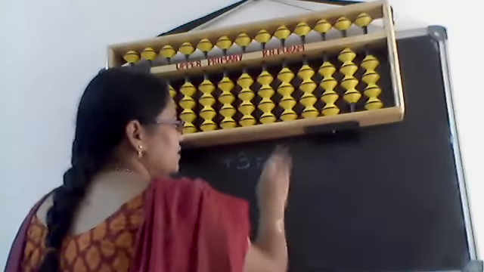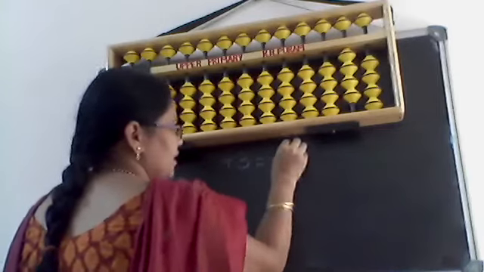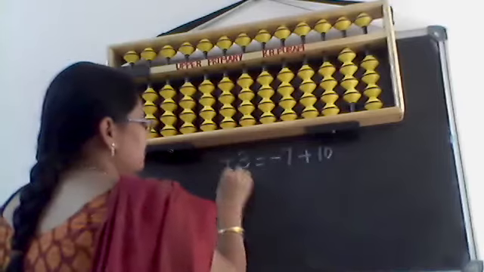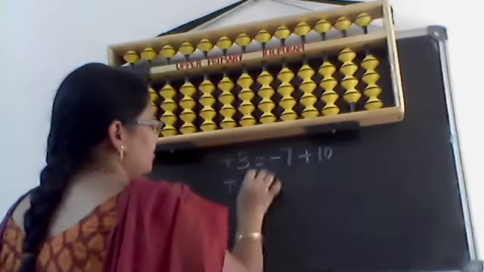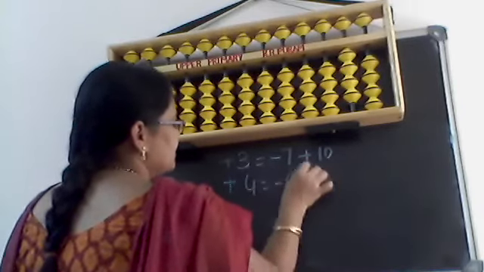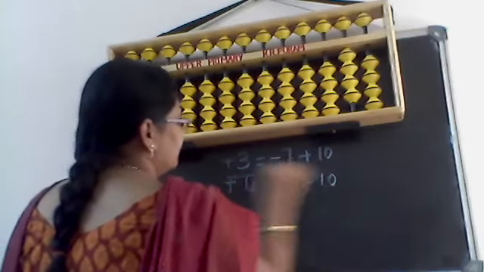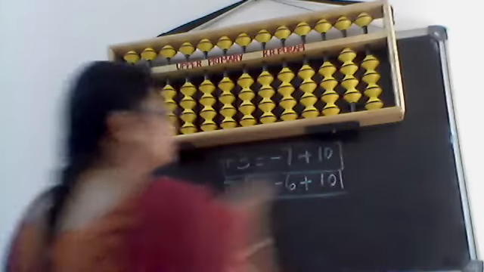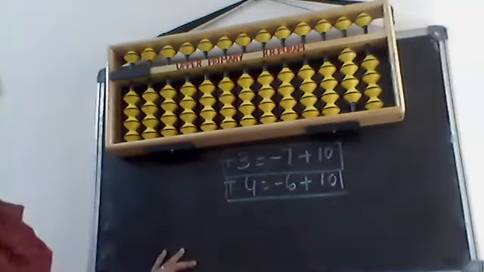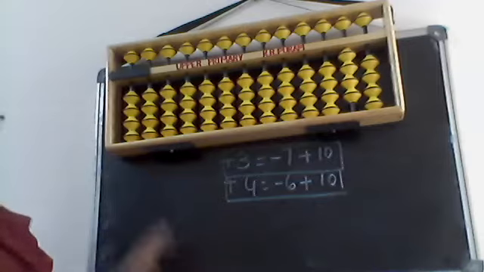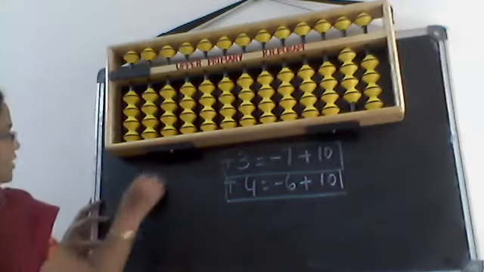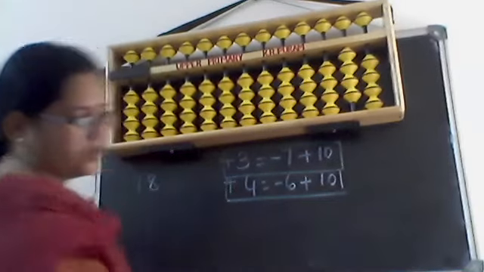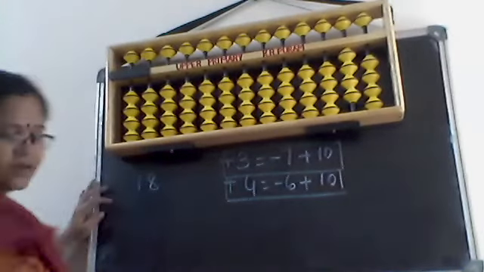What is the plus 3 formula, children? Minus 7 plus 10. What is the plus 4 formula, children? Minus 6 plus 10. Last time I told you the finger technique also you can utilize. Now we will understand the mixture of both. Let me give you one example, and a little difficult one.